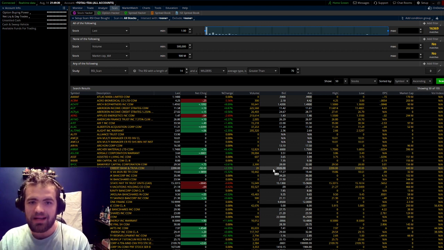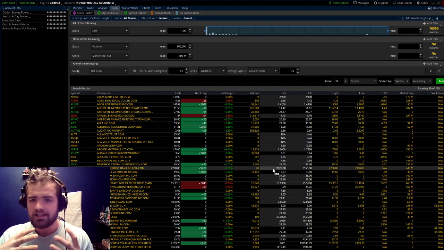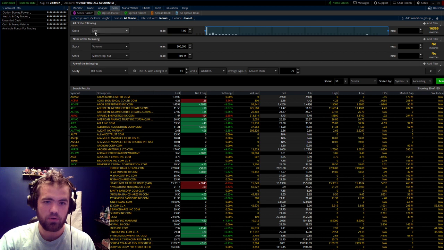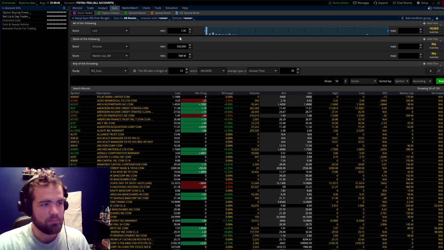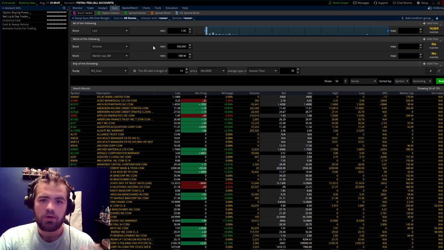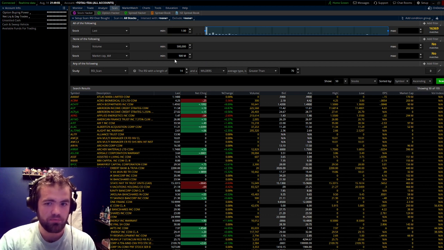Now, Thinkorswim's amazing. They have a free scanner. It's awesome. Now, how do you do this? Okay, so all you guys have to do, all of these are going to be relatively the same, right? These three right here, because we want a stock that's pretty much over $1. We don't want any penny stocks or anything like that. We want stocks that are traded. We want stocks with some volume, so 500,000 and a minimum market cap of 500 million. All three of these are going to be the same.